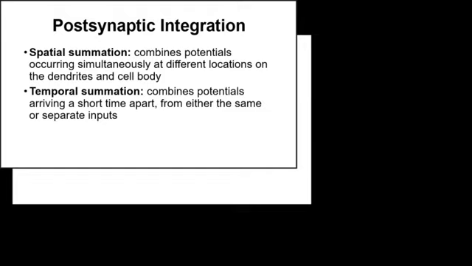And so if we have these increases and decreases, they must interact in some way. We can call this process postsynaptic integration, because you're combining these different excitatory and inhibitory signals. So we have two different kinds of summation, two different ways that we can add these signals together. The first of these is spatial summation, which combines potentials that are occurring at the same time at different locations on the dendrites and the cell body.